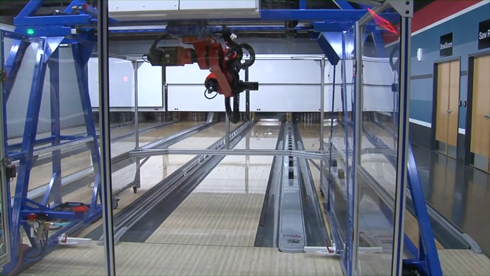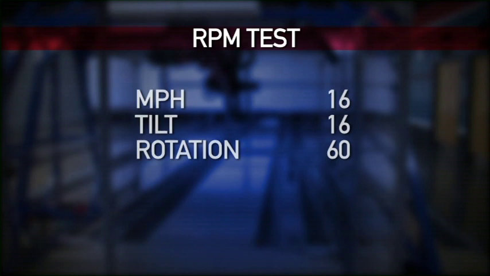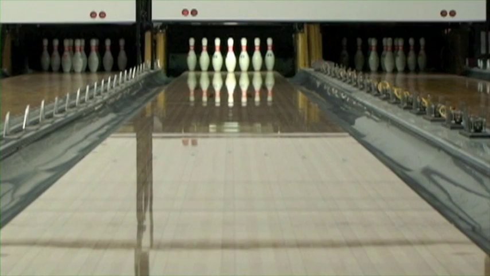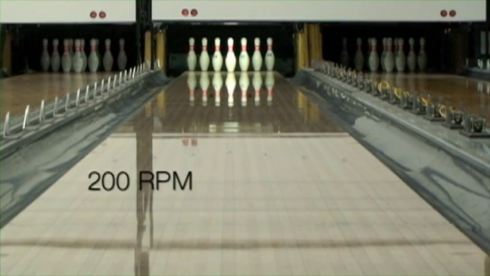So we have 16 miles an hour is what we're going to be throwing at, 16 degrees of tilt. Very normal release for most people, going in rotation 60 degrees. We're going to be a little bit more on the side of the ball than most people, but it's a good average place to start. So we're going to start at 200 RPMs.